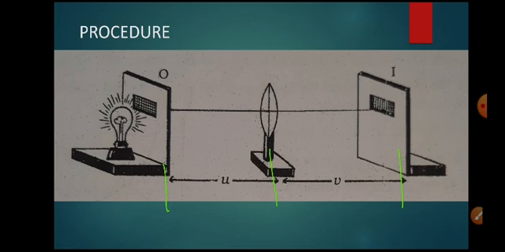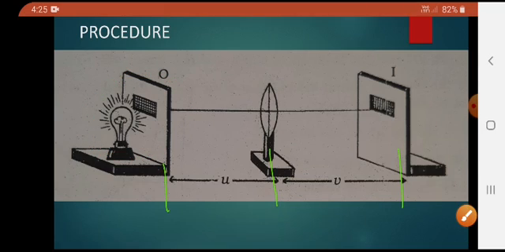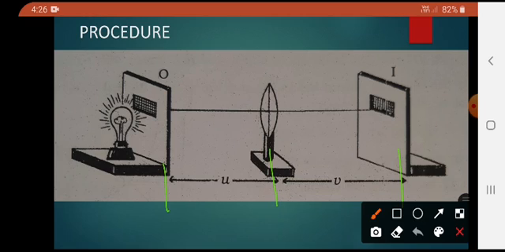So here the convex lens is mounted on the lens stand, which is placed on the optical bench, and the object stand contains a wire mesh or cross wires. Here these are the cross wires, kept at some distance, that is U, from the lens. The wire mesh is illuminated to get a brighter object. The position of the screen on the other side of the lens is adjusted until a clear image is captured on the screen.